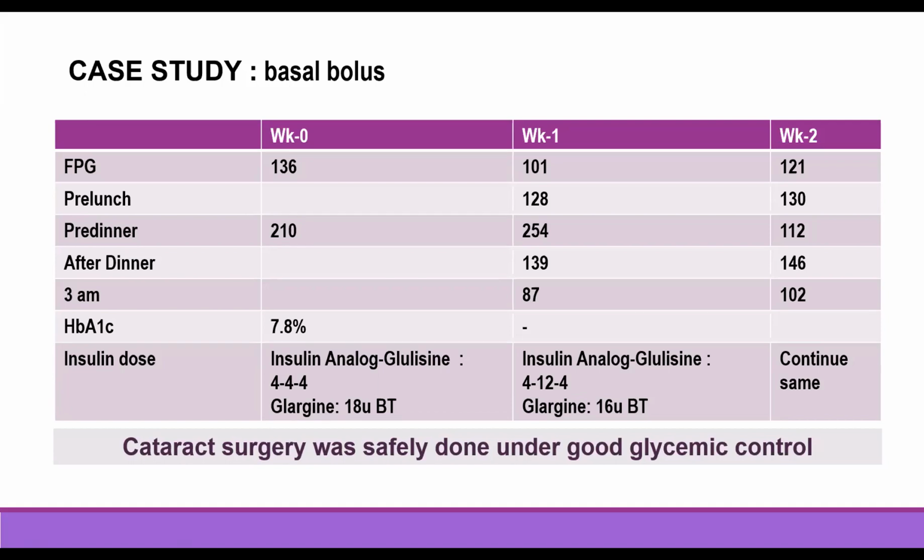But basal bolus insulin has got an important disadvantage: you have to give 4 pricks, which is very, very uncomfortable on the part of the patient. However, as the patient developed hypoglycemia with premixed insulin, we convinced the patient that you should shift to basal bolus regime if you want to get the cataract surgery done. So the patient was shifted to basal bolus regime, and without any episode of hypoglycemia, the patient underwent the cataract surgery very smoothly.